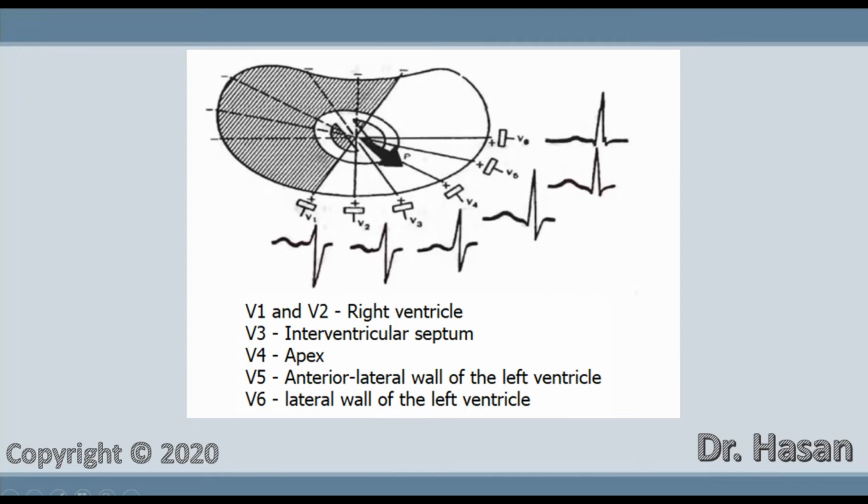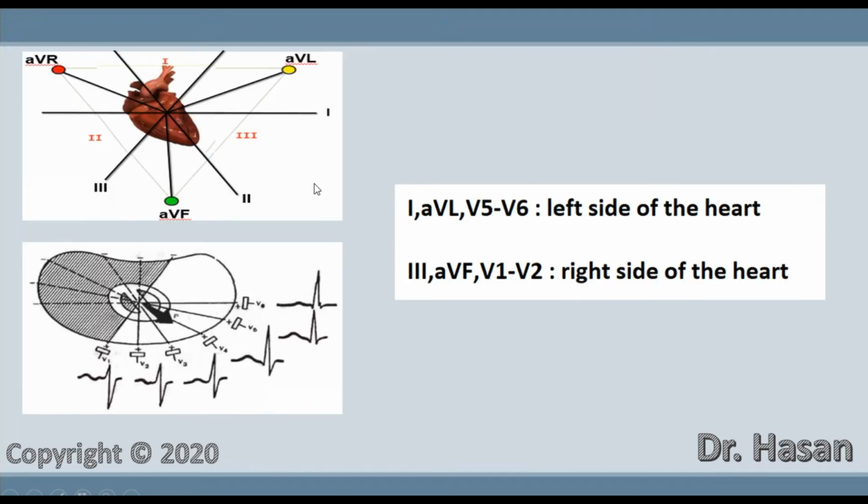Remember, the cardiac axis is directed to the fourth lead, to the V4 lead. Because of that, in V4, the R wave will be the highest. Now we can easily summarize. First lead, AVL, V5 and V6 are responsible for the left side of the heart. Third lead, AVF, V1 and V2 are responsible for the right side of the heart. Always remember this triangle and you will guess everything fast.